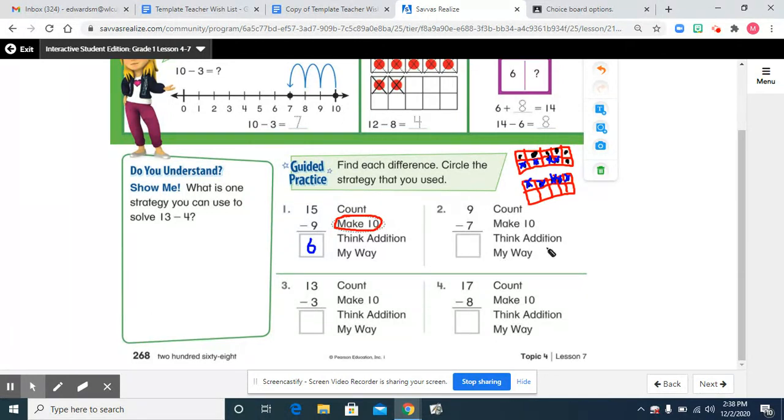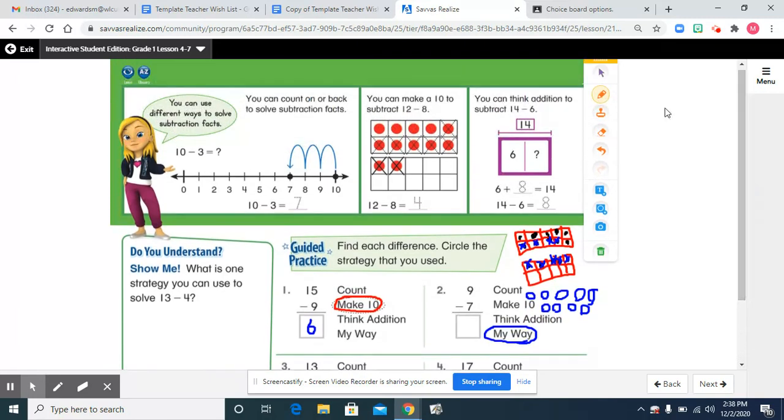Okay, number 2. I'm going to pick my way on this one. So if you do it my way, you can use your number grid, you can use your brain, you can use whatever you want. I'm going to draw a picture. So I'm going to draw 9 circles. 2, 3, 4, 5, 6, 7, 8, 9.